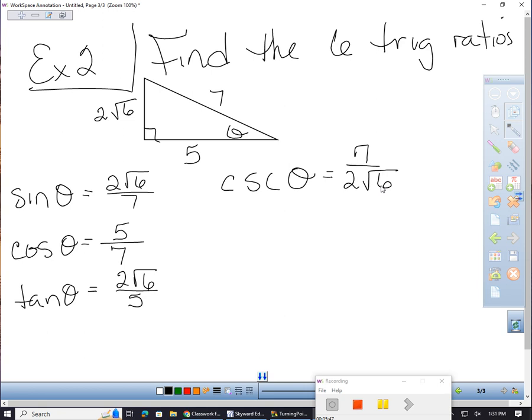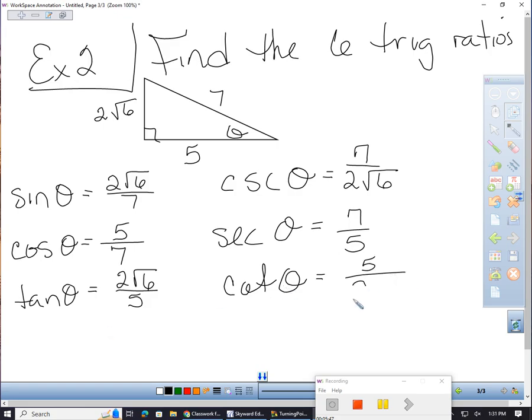Okay? The point of this lesson is to understand where the ratios are coming from. So rationalizing isn't part of this whole deal. All right? So you guys are good with that? Okay. So let's do the secant of theta is hypotenuse over adjacent, or 7 over 5. And cotangent of theta is adjacent over opposite.